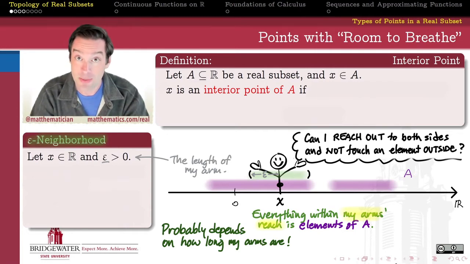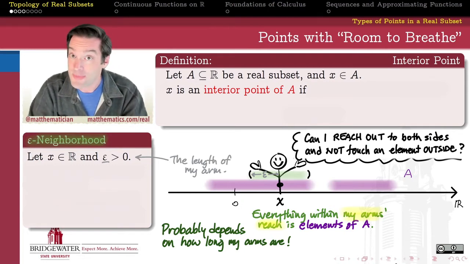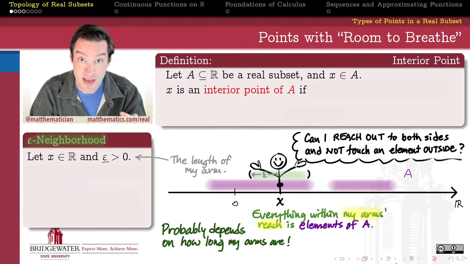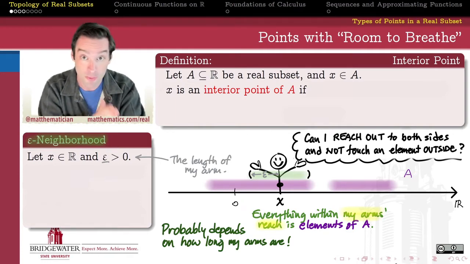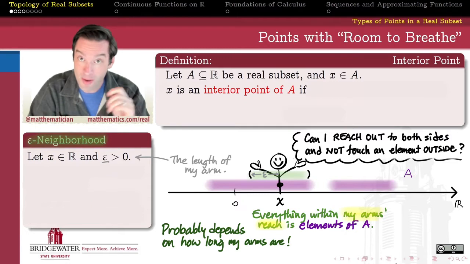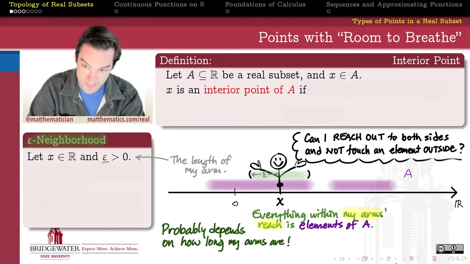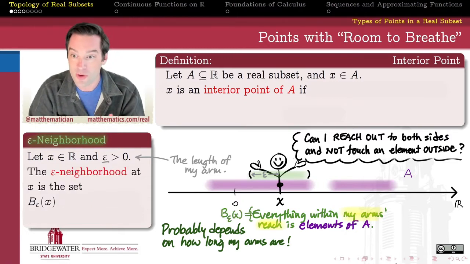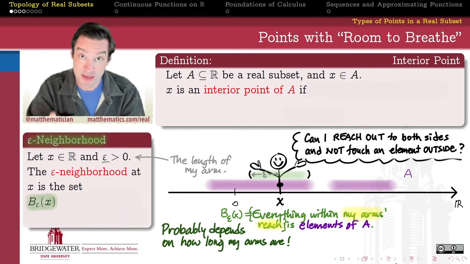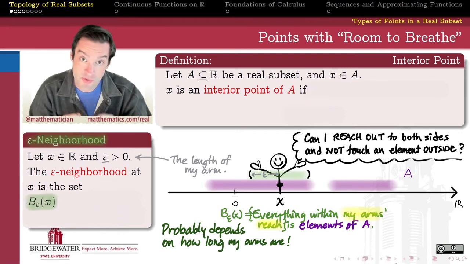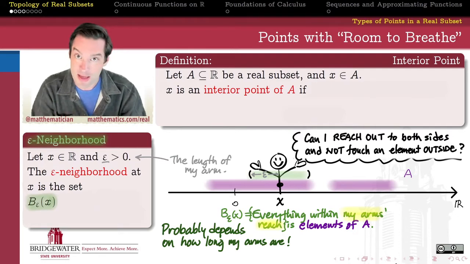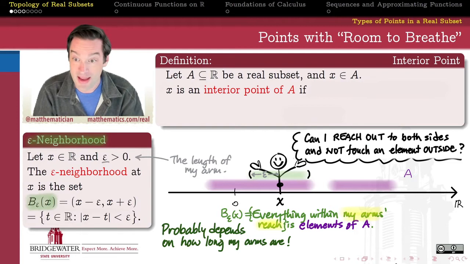So an epsilon neighborhood at a point x with a radius epsilon, which we're going to agree is a positive number. It's not going to make sense for us to have a ball of radius 0 or a ball with a negative radius. So epsilon is going to be our positive length of one of our arms. And the epsilon neighborhood is nothing more than that set, which we're going to denote by B sub epsilon of x, the epsilon ball at x, which consists of all of the real numbers which are at a distance of less than epsilon away from us at x.